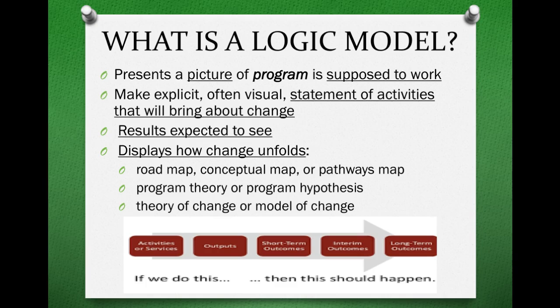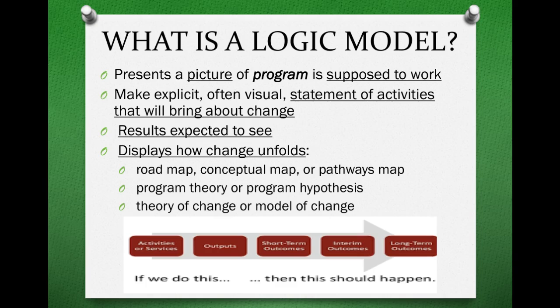It's a picture, and we like pictures because for most people, we don't just work well with words. So it's a picture of a program that is supposed to work, and how that program is supposed to work. It makes explicit and visual our activities in the program that are supposed to bring about the change that we want to see. It also states explicitly the results we expect to see. So it displays how change unfolds. It is somewhat of a roadmap or a conceptual map.